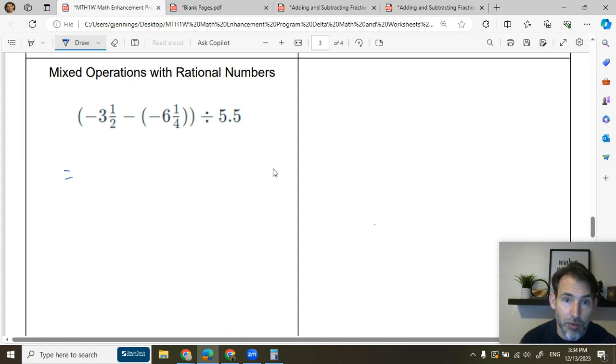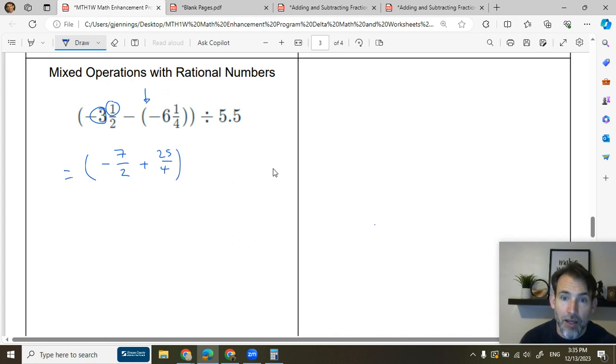So this is equal to -3 1/2. So I'm going to convert that to an improper fraction. So that will be -7 over 2 because this is like -6 halves, and then I add the 1 negative half. Both of these things are negative. So it's -7 over 2. Minus minus is actually plus, right? Minus minus here is actually plus. 6 1/4 is 25 quarters.